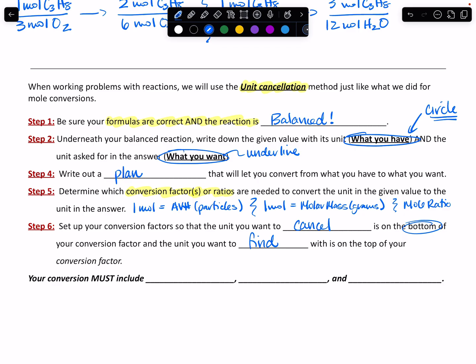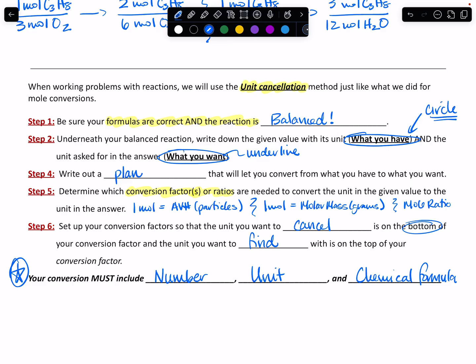All right, now this is very important. I'm going to be looking for this on your tests and your quizzes. Your unit must include these things: the number, the unit, and the chemical formula. So it's not going to be good enough to just write the number anymore. It's not going to be good enough to just write the number and its unit.